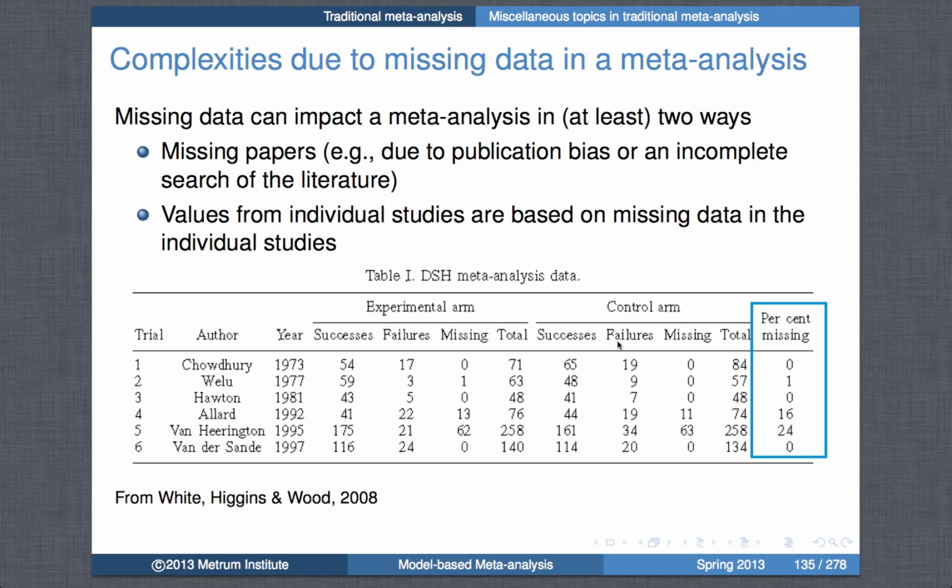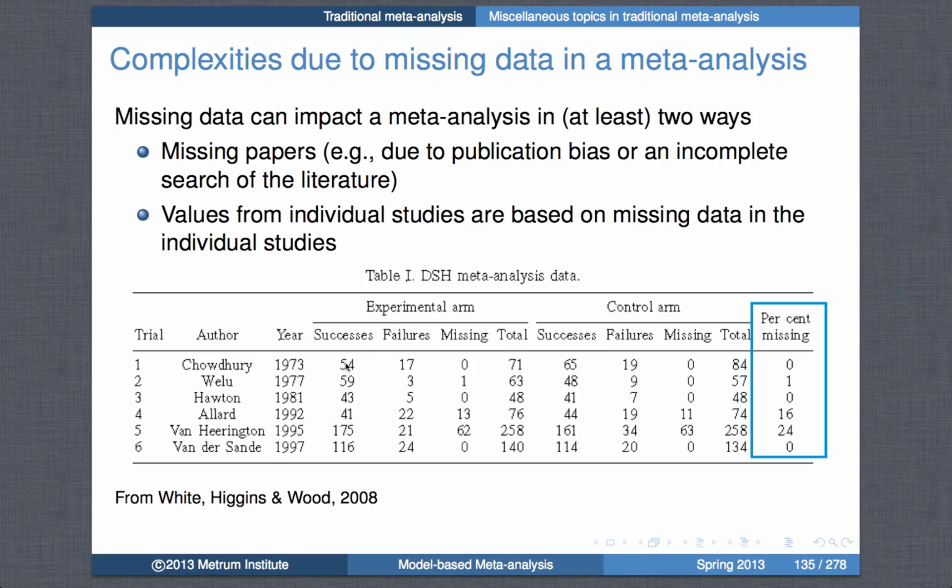nearly every clinical trial has some sort of missing data, and missing data within an individual study can lead us to some potential problems, and we need to at least think about what they may be when we're doing our meta-analysis. So here's an example from a paper by White, Higgins, and Wood that's comparing an experimental treatment with a control treatment across 6 different studies.